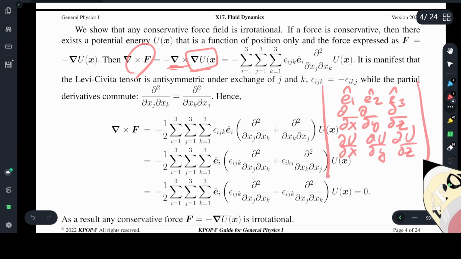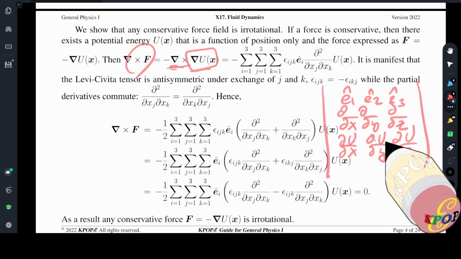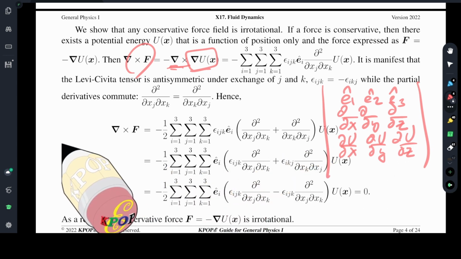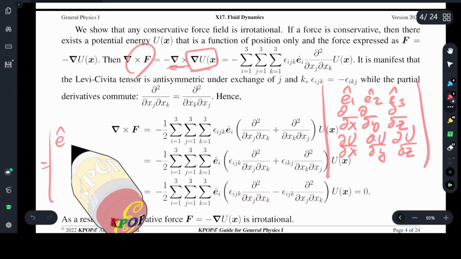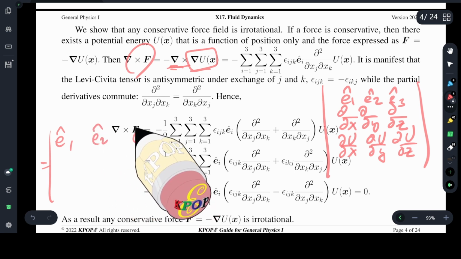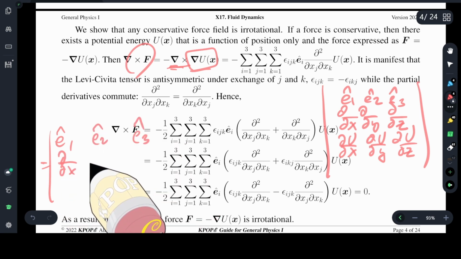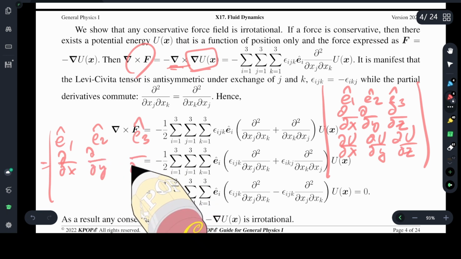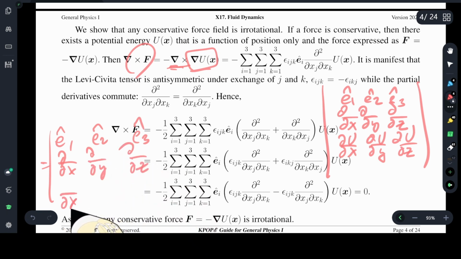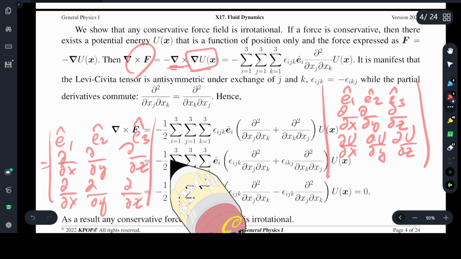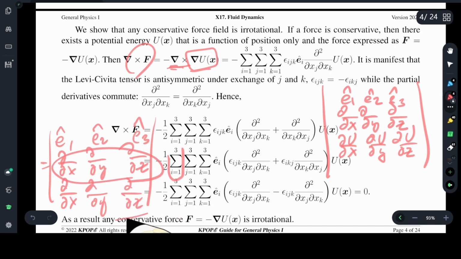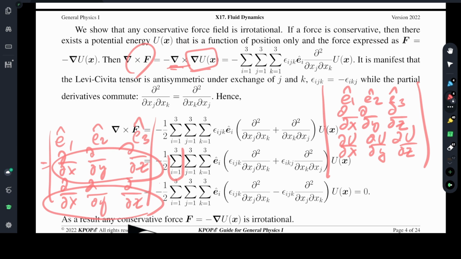And take the determinant. We can pull this u outside. In that case, it equals the differential operator, and u is outside. You can see these two rows are the same. And in any case, when two rows are the same, the determinant vanishes.